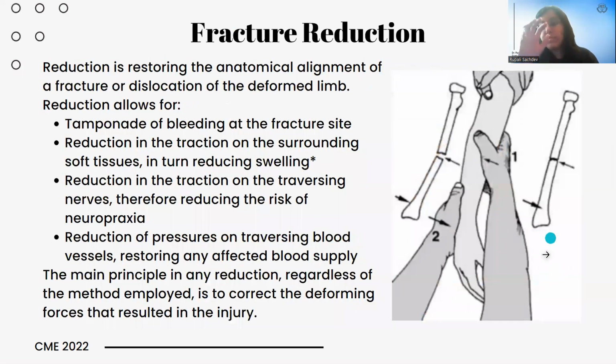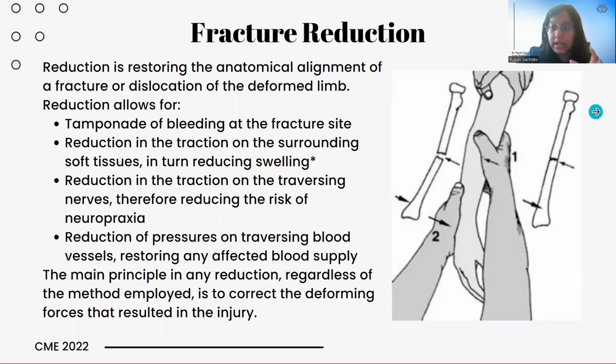Okay, now there are certain principles that apply for fractures of any kind. If you understand these principles, irrespective of knowing what is the name of the fracture, which bones are involved, or the physics behind it, you will be able to figure out at least the emergency management. So that involves fracture reduction. Reduction is restoring the anatomical alignment of a fracture or dislocation of the deformed limb. So dislocation has happened, deformity has happened, you want to realign it.